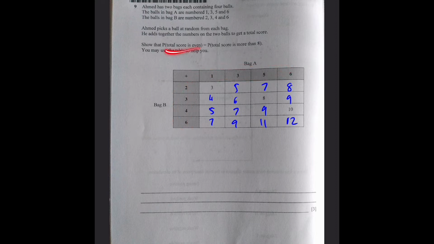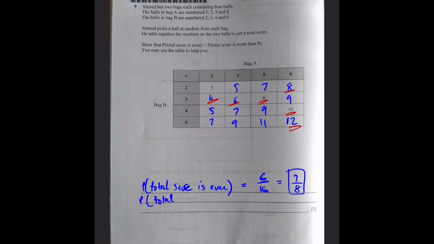So the probability that total score is even. So let's just count how much are even. I'll mark them in red. So there's 1, 2, 3, 4, 5, 6. So there's 6 which are even, and there's total of 16 because in this there's 16 results, which is 3 by 8.